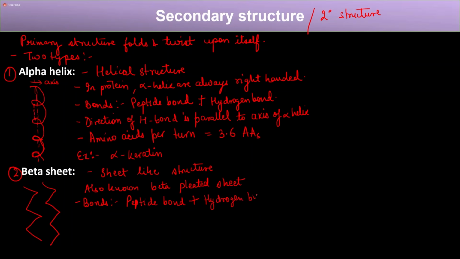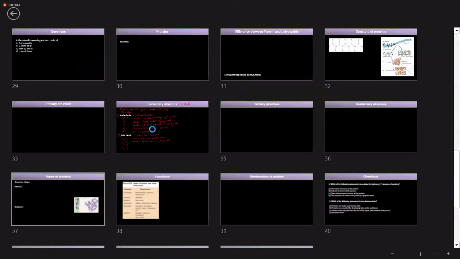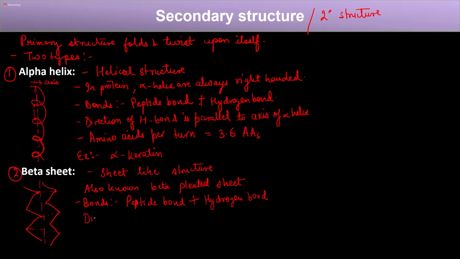Now, how are hydrogen bonds attached here? So hydrogen bonds will be formed something like this. Here is one amino acid, here is a second amino acid. So the direction of hydrogen bond, and this is your axis, is perpendicular. It is perpendicular to the sheet axis.